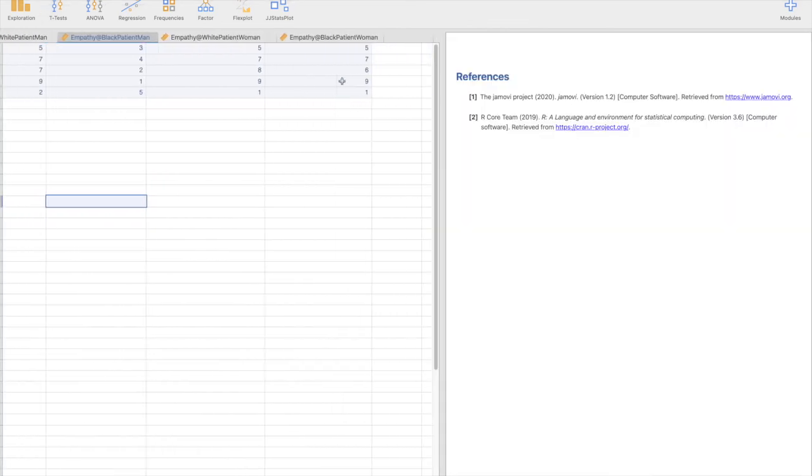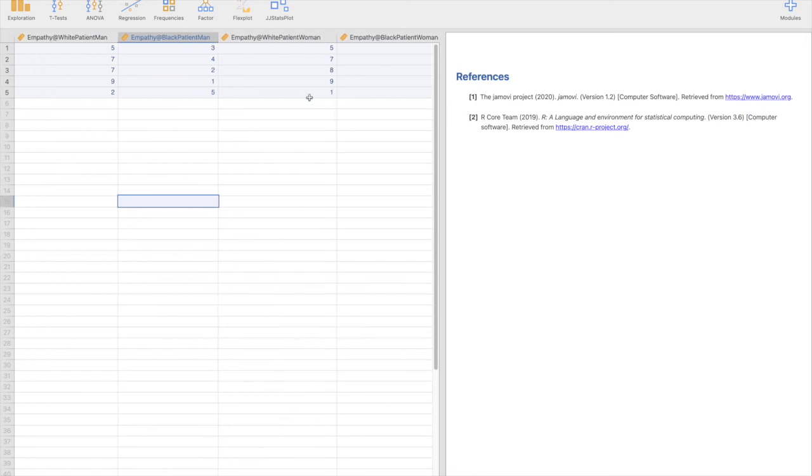I'm going to use this same data set to show you what we do to find our descriptives for a completely within subject design. So first thing I need to do is get my marginal means for patient race. Well, if you look here, I do not have a column that is the empathy at just white participants or the empathy at just black participants. I need to create those columns. So how do I do that?